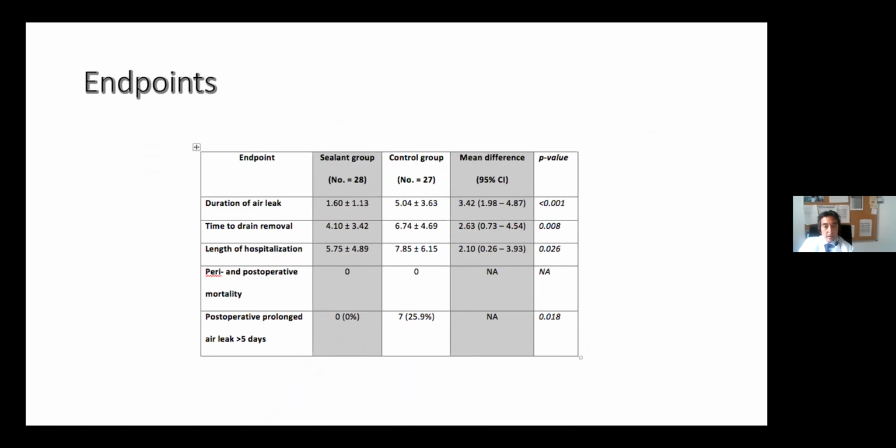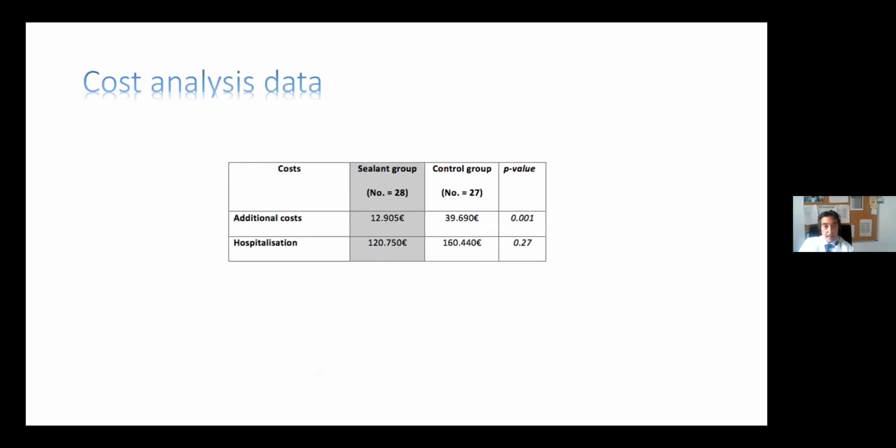And we could demonstrate that in the sealant group, we did not register any postoperative prolonged air leak of more than 5 days. And 25% of the patients in the control group experienced a prolonged air leak. And the cost analysis revealed an additional cost related to the hospitalization, higher for the control group.